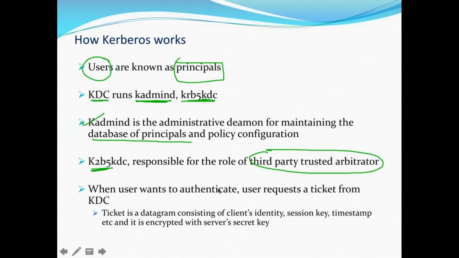As I've explained, the password is nowhere sent over the network. When a user wants to authenticate, the user requests a ticket from the KDC. So every time you will have a ticket or a token. A ticket is a datagram consisting of the client's identity, session key, timestamp, etc., and it is encrypted with the server secret key. So the ticket is just a packet which consists of who the client is, what the session key is, since a session has to be maintained between the client and the server, and the timestamp.